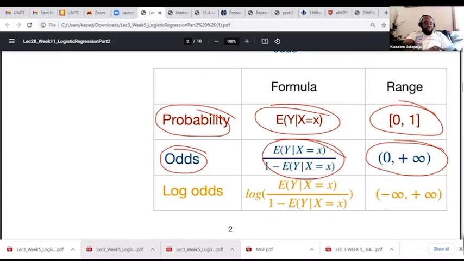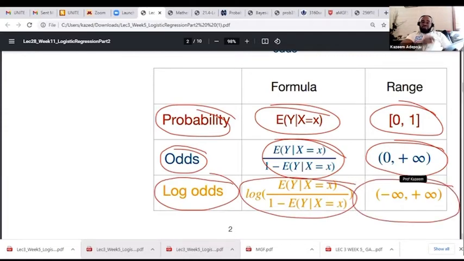When I talk about log odds, of course, this is what I mean. And of course, the range is going to be from negative infinity to positive infinity. I'm just trying to show you this right now. That will guide you if you want to make interpretation about probability, odds, or log odds, based on what range applies when you're making inference. That is the range for log odds.